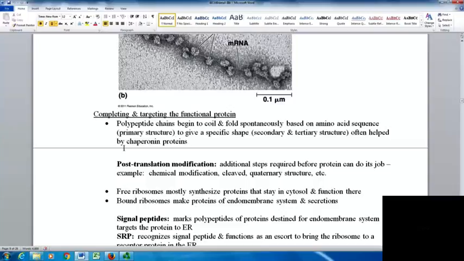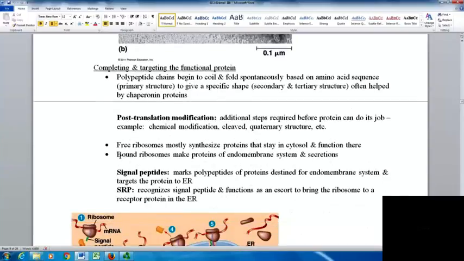So when we go to complete the process, your polypeptide chains are going to begin to coil and fold spontaneously based on the amino acid sequence. If you remember back to the beginning, your amino acid sequence was the primary structure of your protein. It's going to fold to give specific shapes of your secondary and tertiary structure, and that's often helped by the chaperone proteins. Even after translation, you can have some modification. Here, additional steps would be required before that protein goes on to do its job. So you can chemically modify it. It may be cleaved. It could bind to another polypeptide for the quaternary structure, for example.